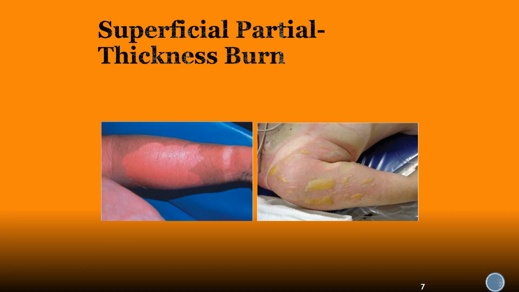Okay, so slide 7. Let me stop a minute. When I talked about the partial thickness burn, this is talking about second degree burns. There can be a partial thickness and a deep thickness, so there's different levels of it.